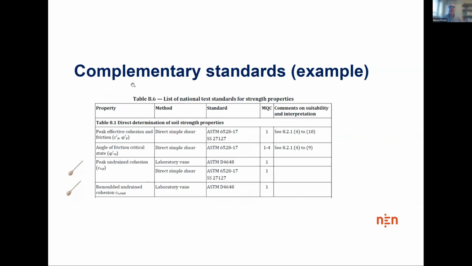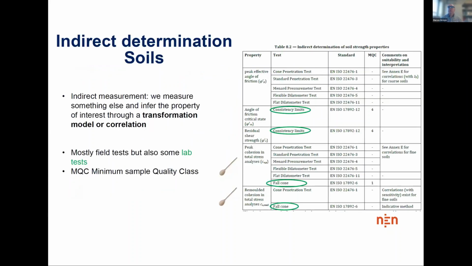in an annex that is informative, a number of possibilities of national or different standards that are not European and that can be used until an European standard comes to eventually replace them. So you will find things like ASTM or others that I will mention in a minute. So this is about direct determination of strength properties. For instance, you do a triaxial test, you do a direct simple shear, you do something like that.